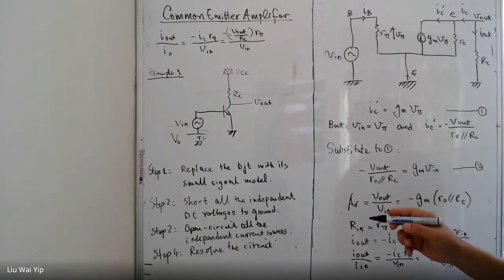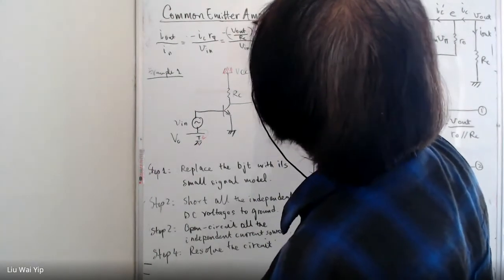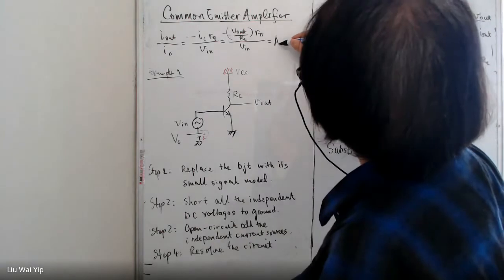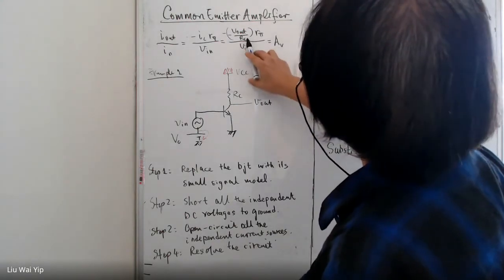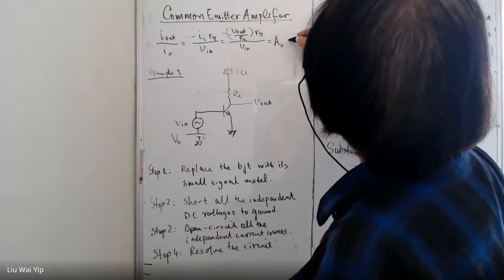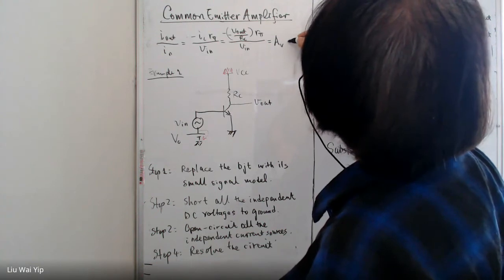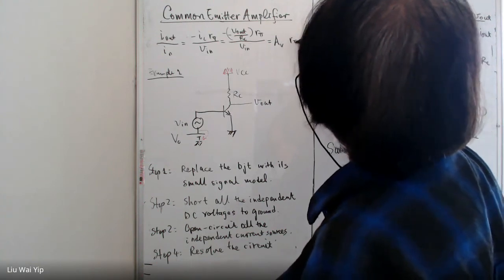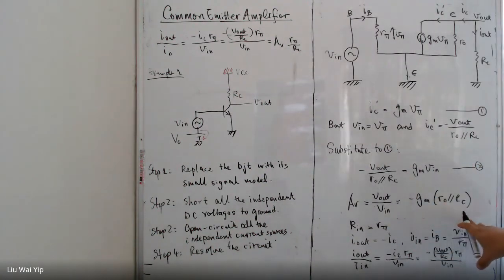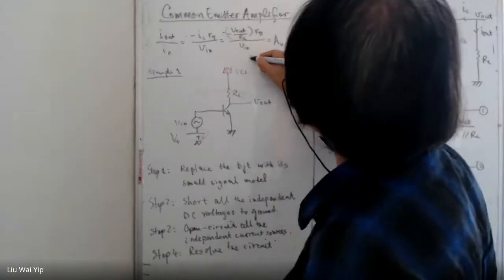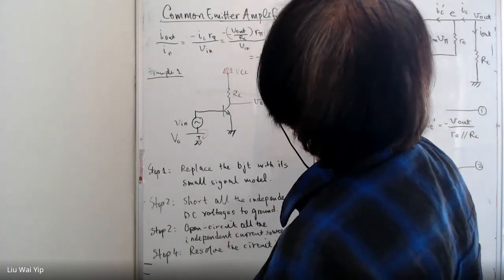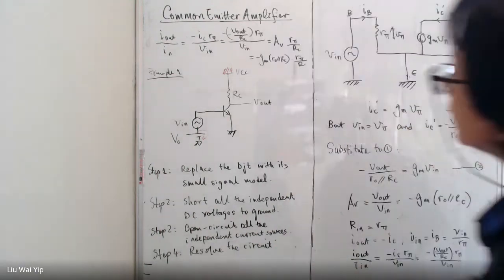Once you are in this step, then we know that the current gain is actually the voltage gain, and then the voltage gain times R pi and RC, and the voltage gain is given here, Gm times RC, and then times R pi over RC. So this is done.